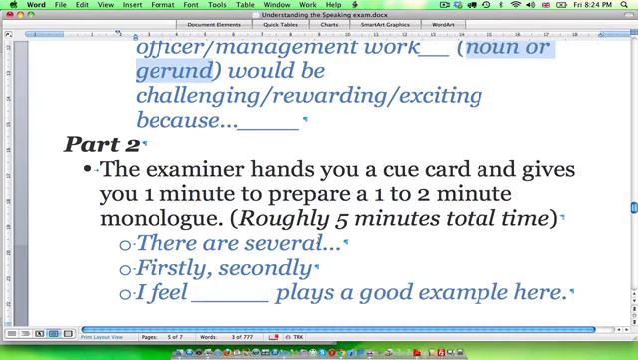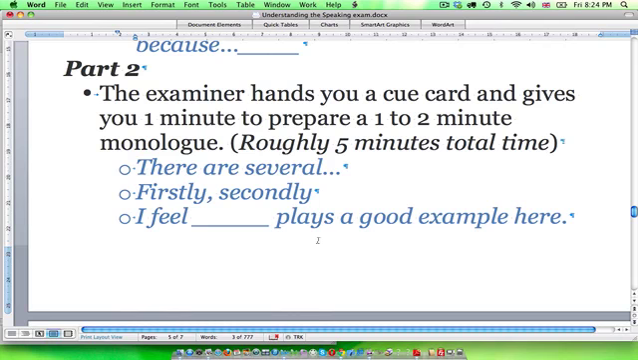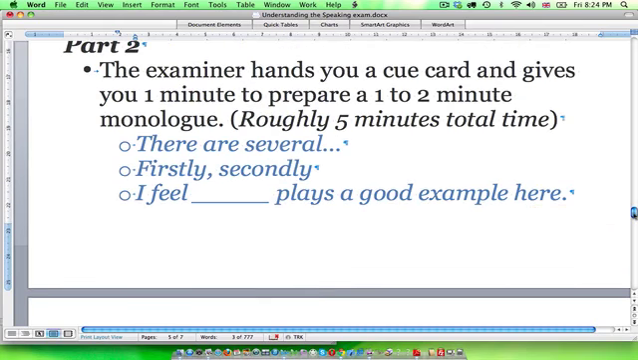Okay, let's talk about part 2. Recently I made a video entirely on part 2, so you might be interested to have a look at that. I'll put a link to it in the description of this video. So as you know, in part 2 you're handed a cue card, and the examiner gives you 1 minute to prepare, and you are expected to deliver a 1 to 2 minute monologue based on what your cue card says. Roughly, this section of the test is 5 minutes.